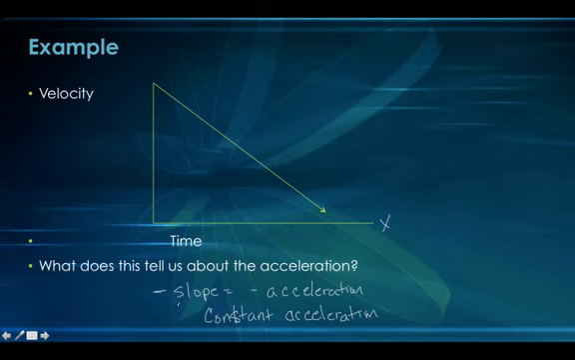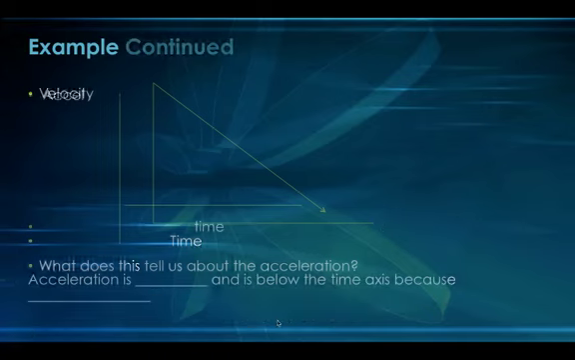All right, so we know that we have a negative slope, so we have a negative acceleration. And we also know that it is constant. So we have a constant acceleration. So let's go ahead and translate this into an AT graph, or an acceleration versus time graph. So again, we have negative acceleration and constant acceleration.